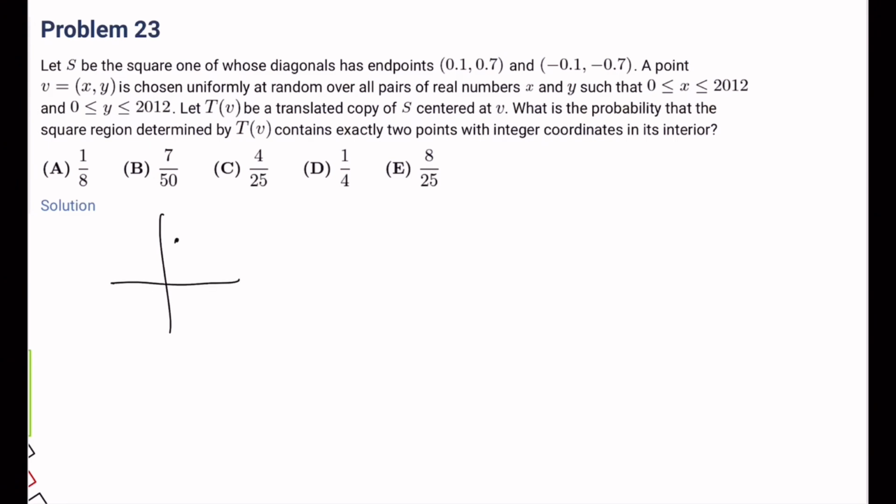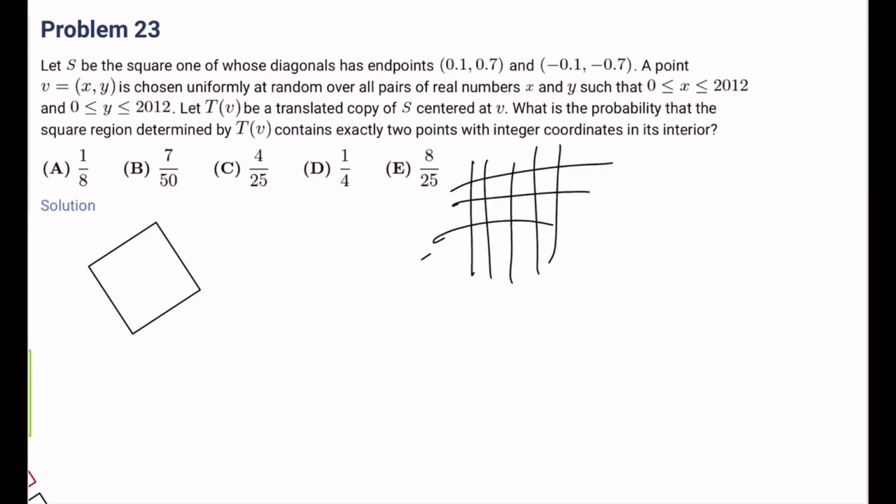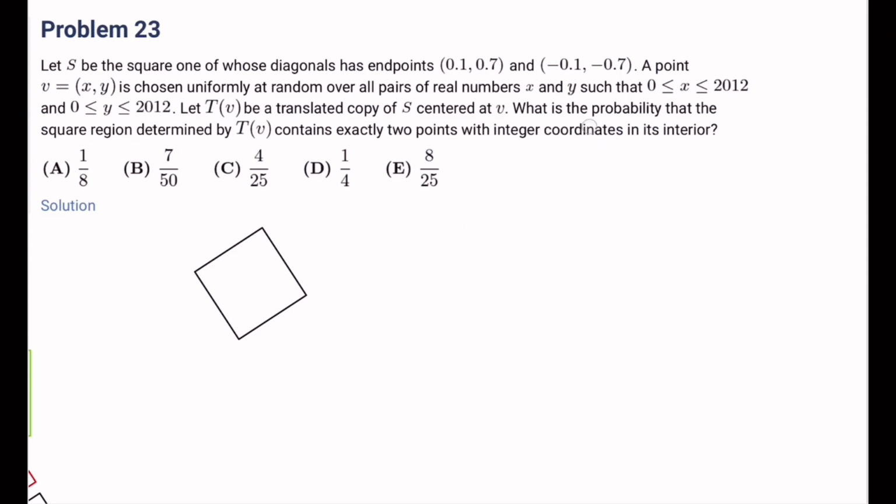Okay, so what this is basically saying is that we have a square with diagonal endpoints (0.1, 0.7) and (-0.1, -0.7), and that means the other diagonal will have endpoints like that. So that will be our square. If we bring out our square, it will look something like this. And we have this point V, where x and y are between 0 and 2012. So we're going to have this big 2012 by 2012 grid, and up there we're going to select 1 point over which to center this square. Then we want the probability that T(V) contains exactly 2 points with integer coordinates, so exactly 2 lattice points in its interior.